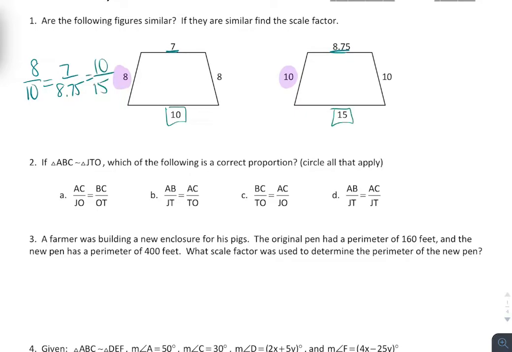Okay. By first glance, when you look at the 8 over 10, you can kind of see that the 8 over 10 can be reduced. So if we reduce those both by 2, we're going to get 4 over 5. 7 over 8.75 isn't going to be super easy, but we can reduce 10 over 15. They're both divisible by 5. So if we divide them both by 5, we get 2 over 3. So even without knowing the 7 over 8.75, we know that these are not congruent proportions. So these are not similar figures. So not similar.